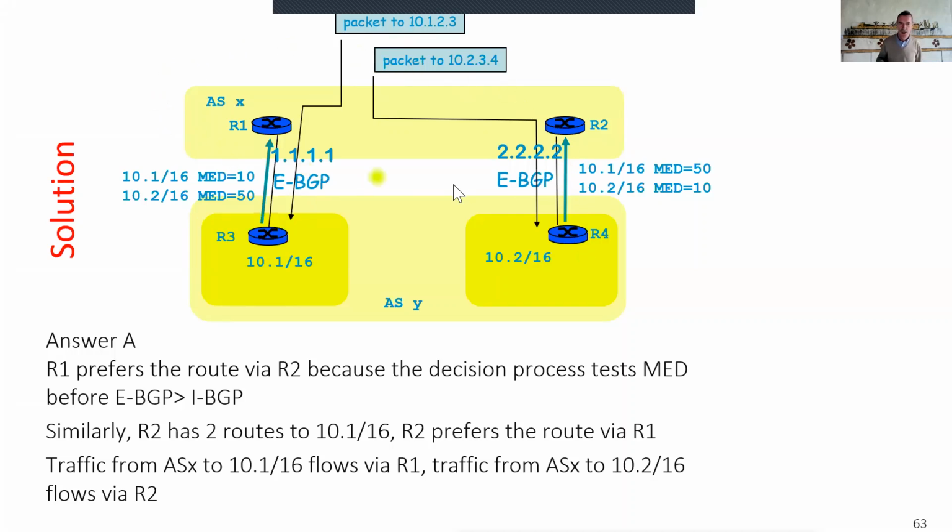So the provider, ASX, will do cold potato routing and will keep the packets internally as close as possible to the destination, which is the expected behavior if you pay X for giving you a service.